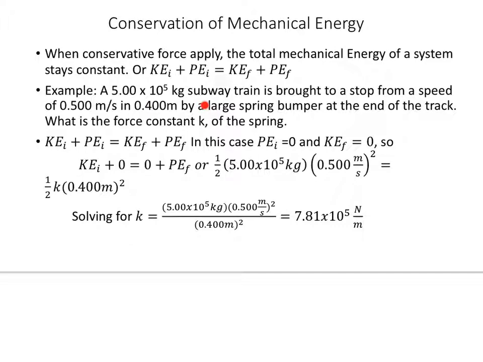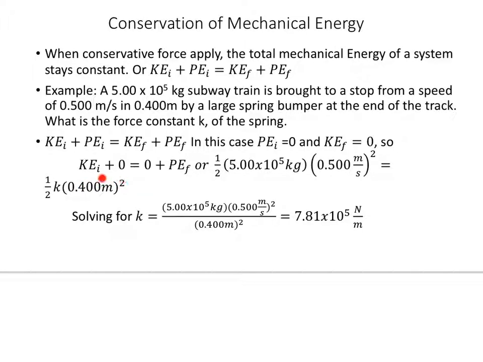We've got a 5 kilogram subway train. It's brought to a stop from a speed of 0.5 meters per second in 0.4 meters by a large spring bumper at the end of the track. What's the force constant of the spring? So we're going to start with this equation up here. And in this case, the initial potential energy is 0 because it doesn't have energy stored in the spring or any gravitational potential energy. And then it's brought to rest, so the final kinetic energy is 0.